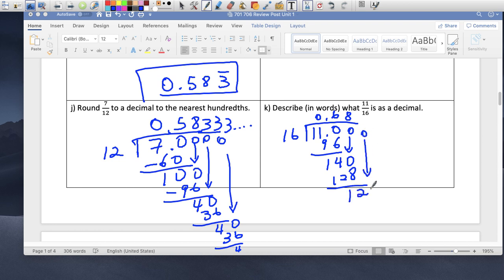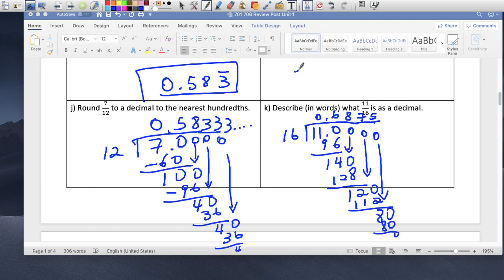Bring a 0 down. 16 goes into 120 7 times. 7 times 6 is 42. Carry the 4, 112. 8 left over. Bring a 0 down. 16 goes into 80 5 times. And no remainder. So this is a decimal.